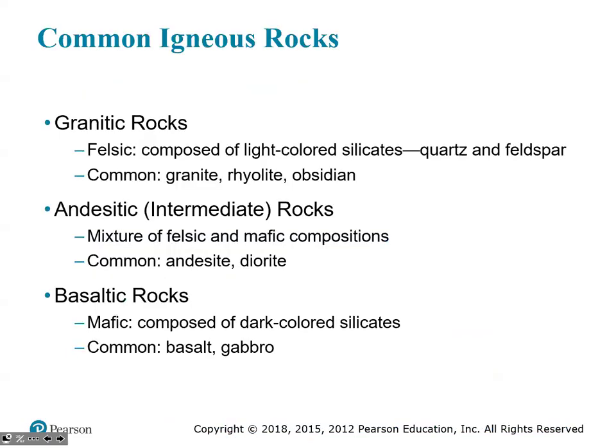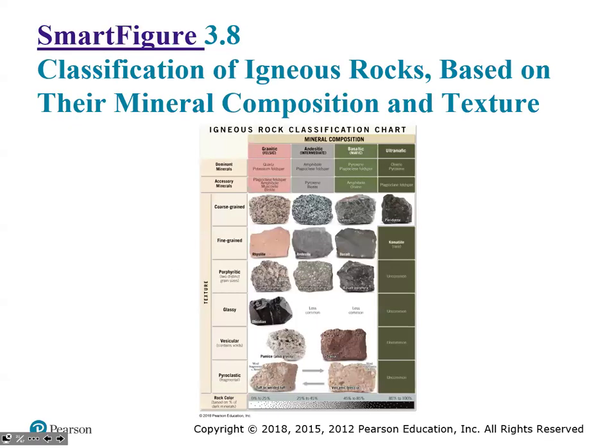So granitic rocks, felsic rocks, are composed of light colored silicates. They have lots of quartz and feldspar. Some common ones are granite, rhyolite, or obsidian. And andesitic or intermediate rocks, they're a mixture of felsic and mafic compositions. Andesite and diorite. Basaltic rocks are mafic. They're composed of dark colored silicates. The common ones are basalt and gabbro. There are also ultramafic as well.